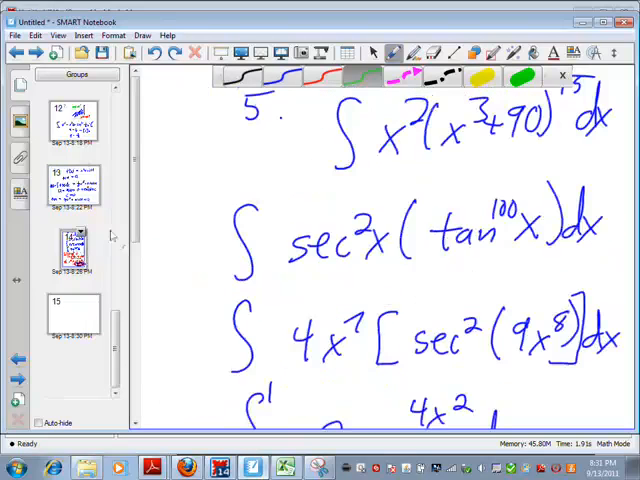This is asking a different question. I want the collection of all functions that have the property that when you take the derivative of it, you get that. And there are infinitely many of those.